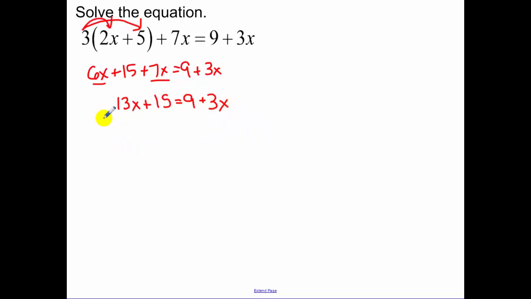The reason I don't subtract the 13 over is it's going to make my variable negative. So if I subtract the 3x over, we get 10x. If I subtract the 15 over, we get a negative 9. I'm sorry, we get a negative 6.